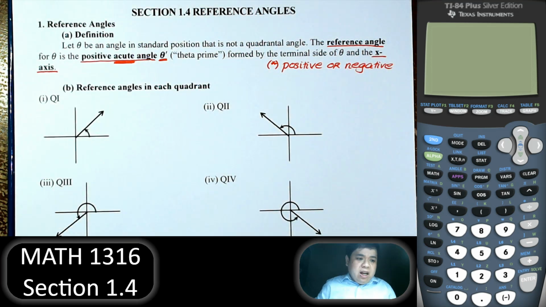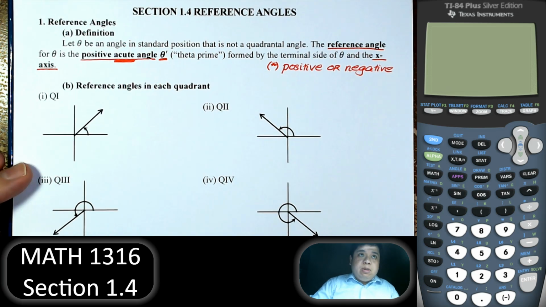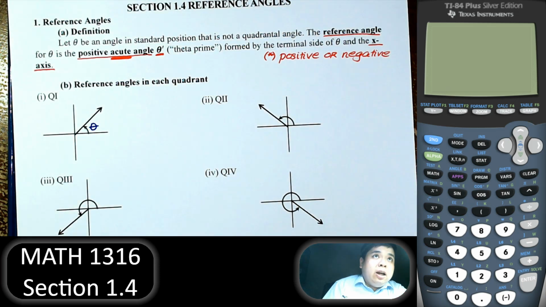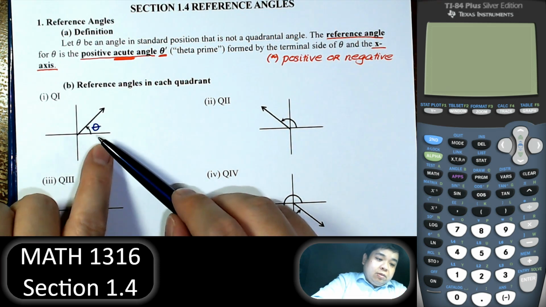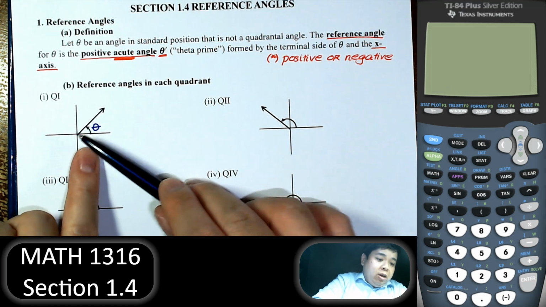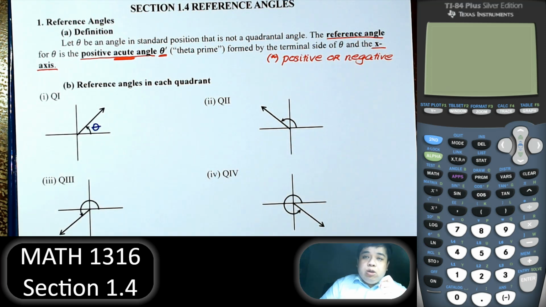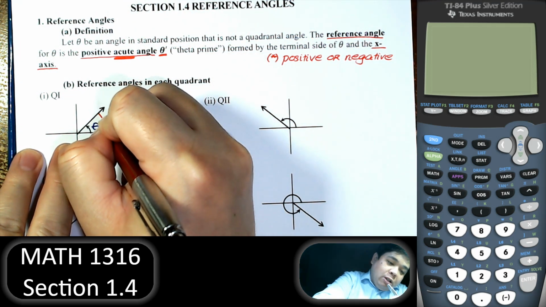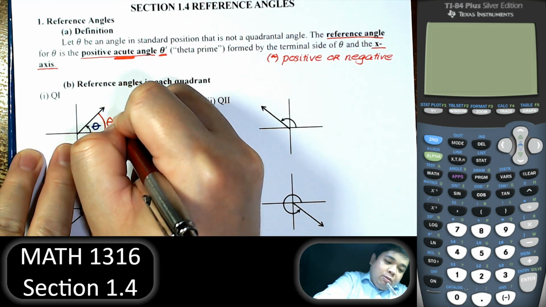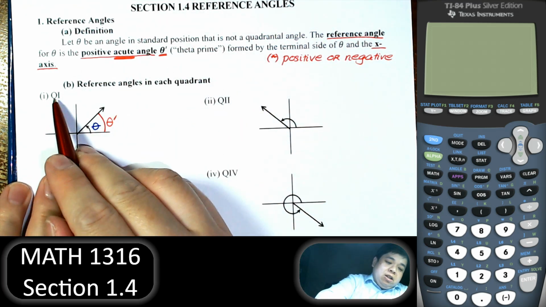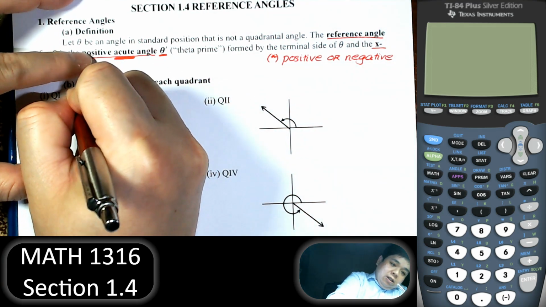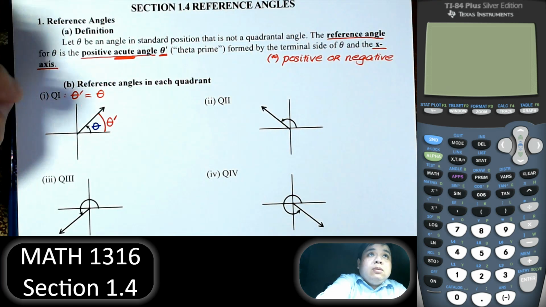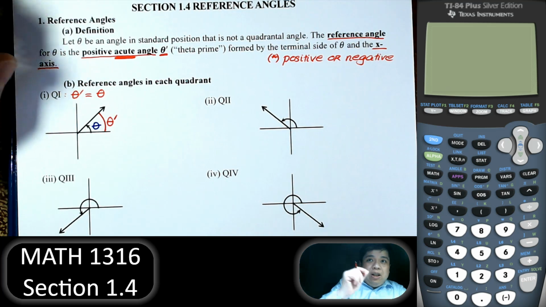So that's the definition. Let's take a look at some examples. Let's say this is the angle theta. The reference angle is the angle it makes with either the positive or negative x-axis, whichever produces the acute angle. So the acute angle is here, and that is theta prime. In this case, if it is in quadrant 1, theta prime is equal to theta.